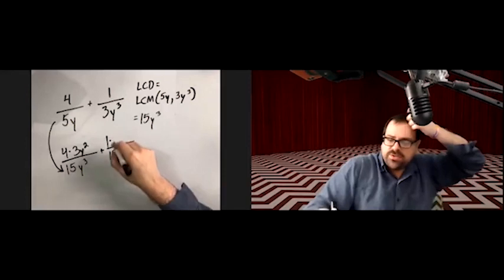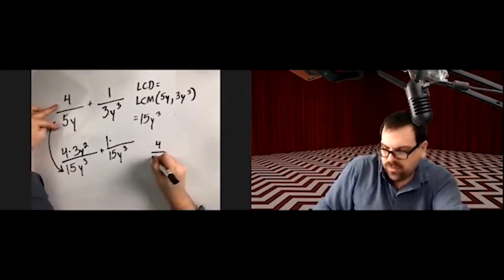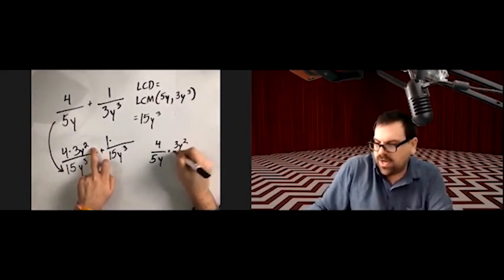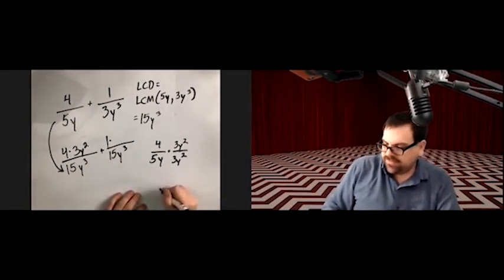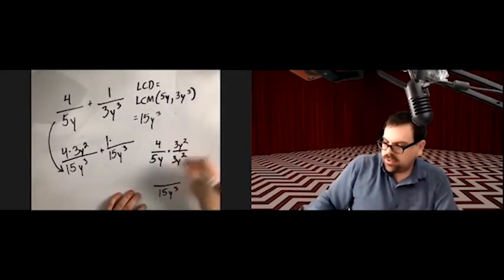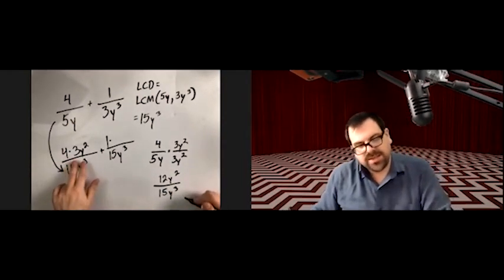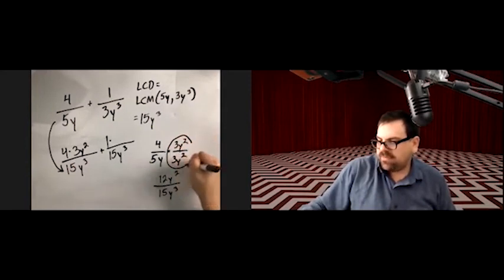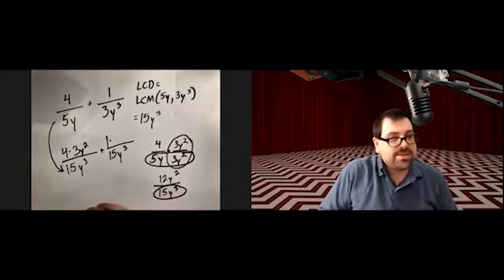So just real quick before we do this side, why does this work? Well, it works because we take our original 4 over 5y and we end up multiplying by, in this case, 3y squared over 3y squared, which is 1. It doesn't change it. That gives us 12y squared over 15y cubed. And that's what we're going to get here. The 4 times 3 gives us the 12y squared. So it's because we're multiplying by a form of 1 that is designed to give us the common denominator we want.